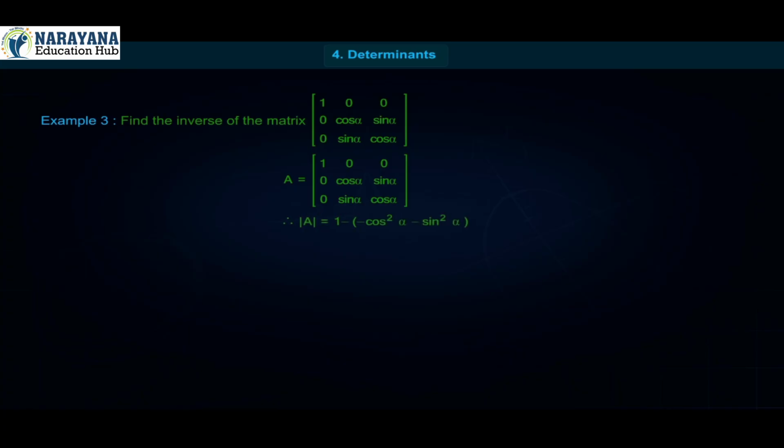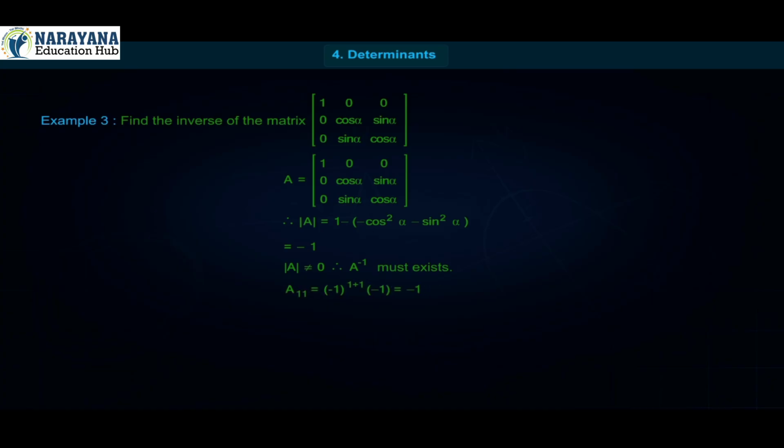Therefore, determinant of A is equal to 1 minus cos square alpha minus sin square alpha is equal to minus 1. Determinant of A is not equal to 0. Therefore, A inverse must exist.